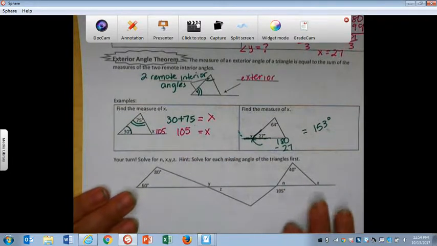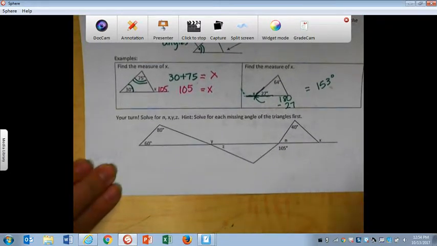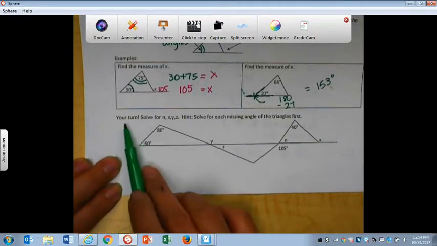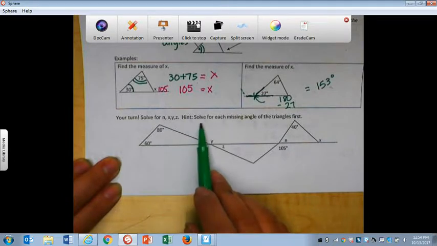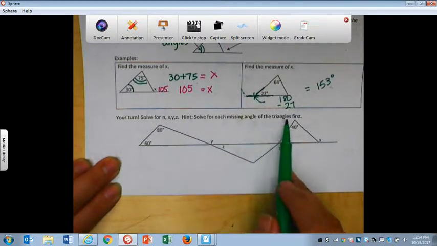All right, let's have some fun. This is like a puzzle, okay? It says, your turn. Solve for n, x, y, and z. Hint, solve for each missing angle of the triangles first. Okay? So let's go to work.